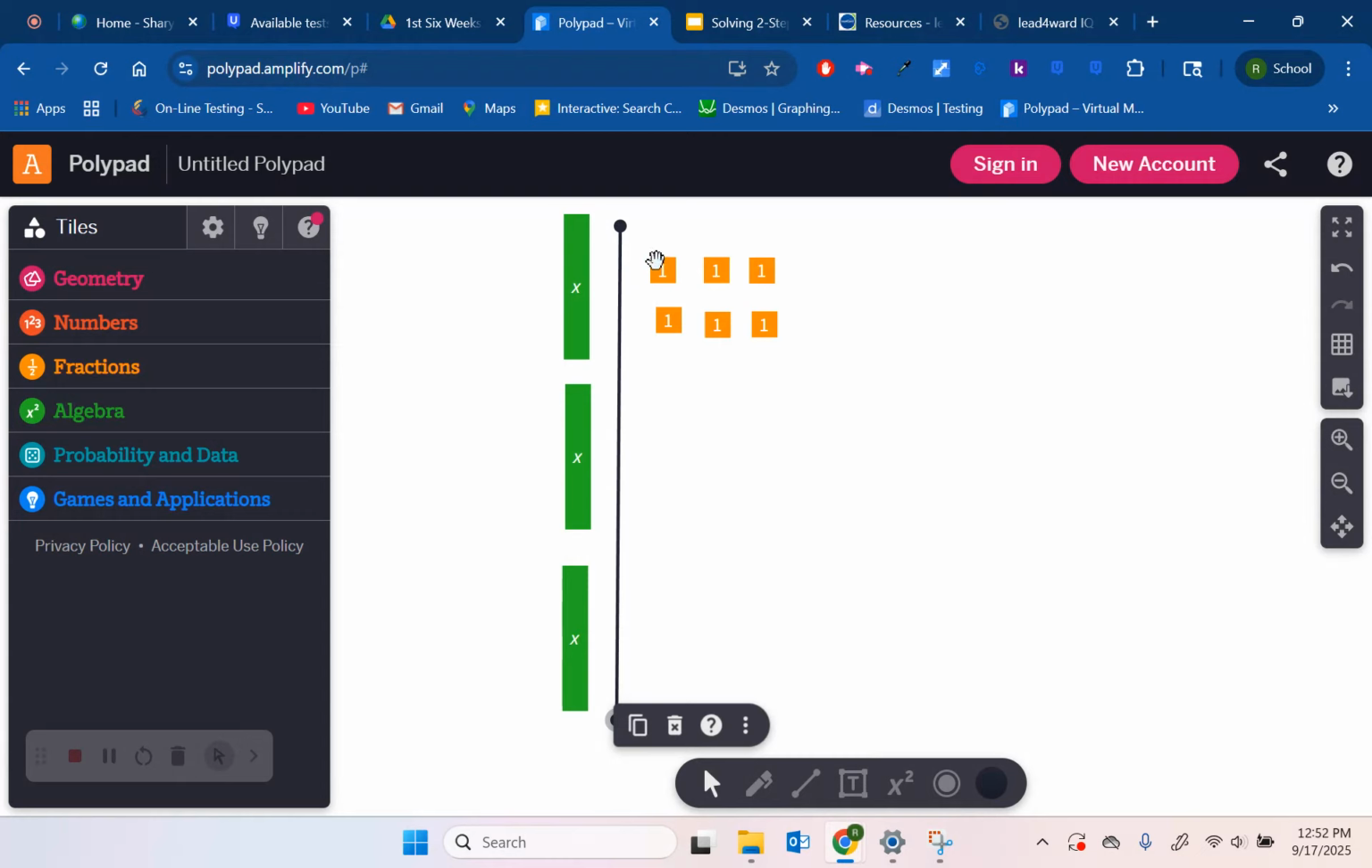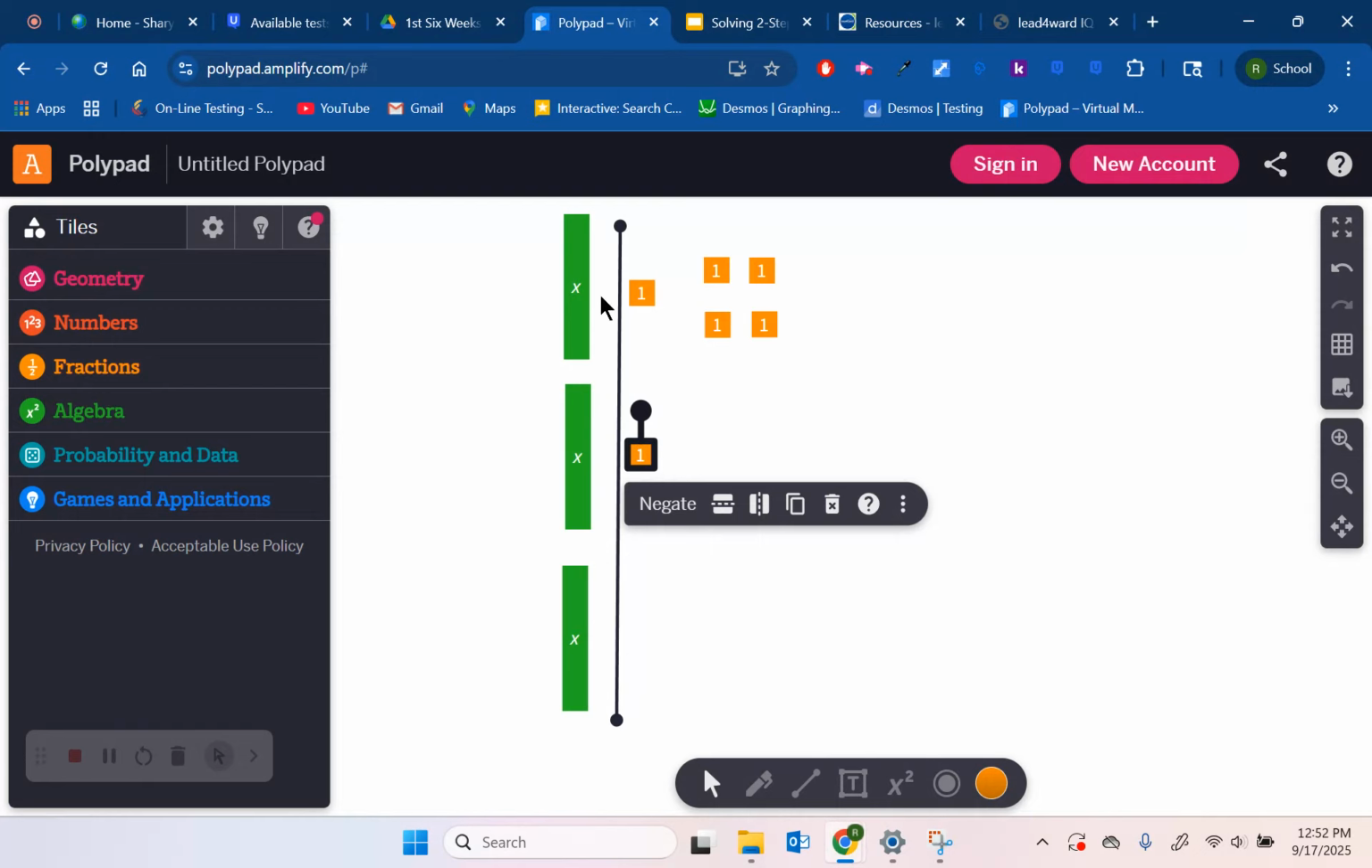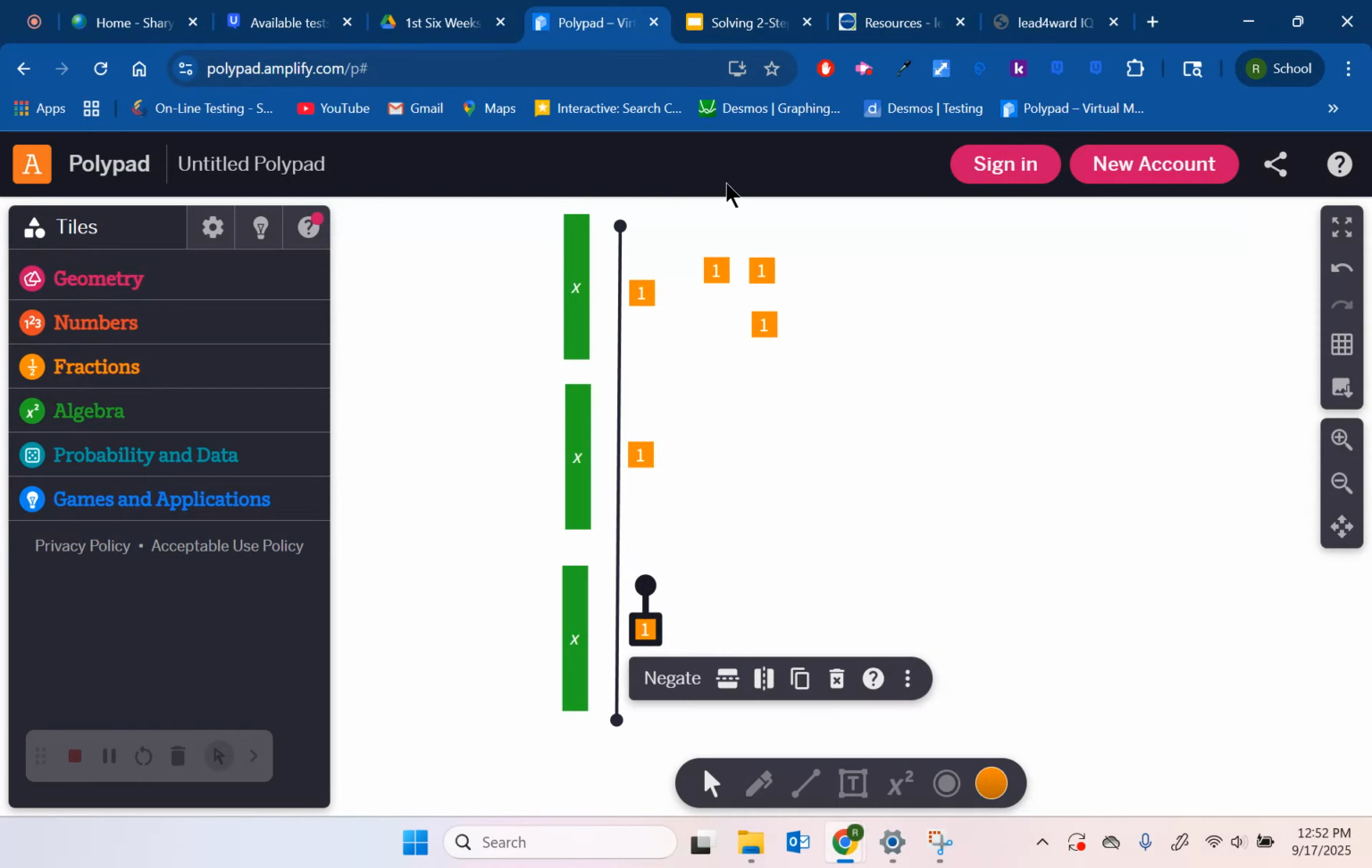The next move is I've got to evenly distribute all those numbers on the right hand side with one of these X's. So it's like you're going to share, right? I've got 3 people, I've got 6 things. So hey, you get one, you get one, you get one, you get one, you get one, you get one. That's it. So X equals 2.